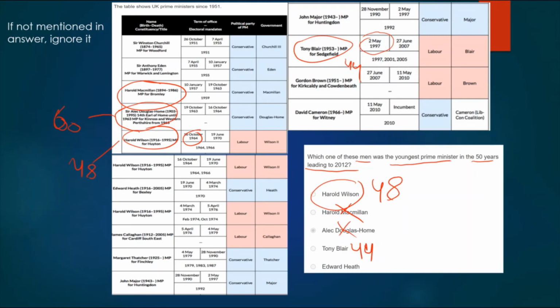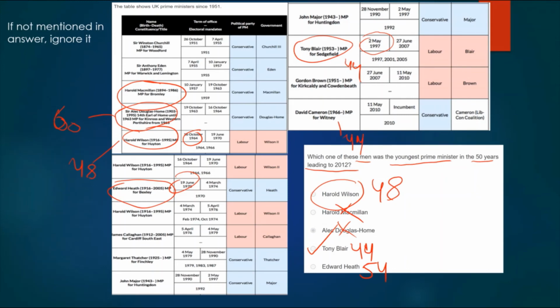Edward Heath, I will look for Edward Heath. He is there. He became Prime Minister in 1970. 1970 minus 1916 gives me 54. So it can't be that. So for the youngest one, I have Tony Blair. So he is the correct answer. But if you ended up doing it for all the options, you would realize that David Cameron was also 44 when he became the Prime Minister.